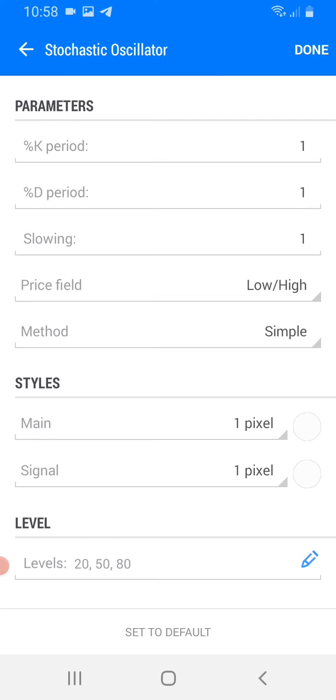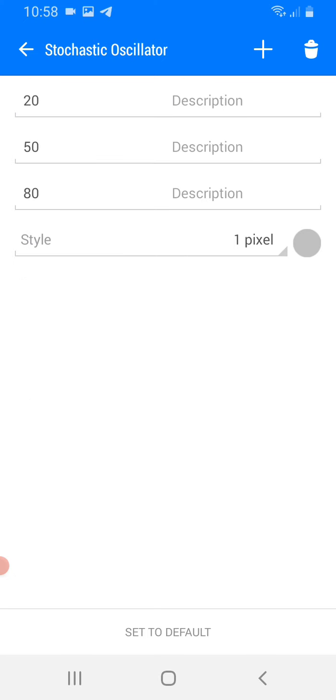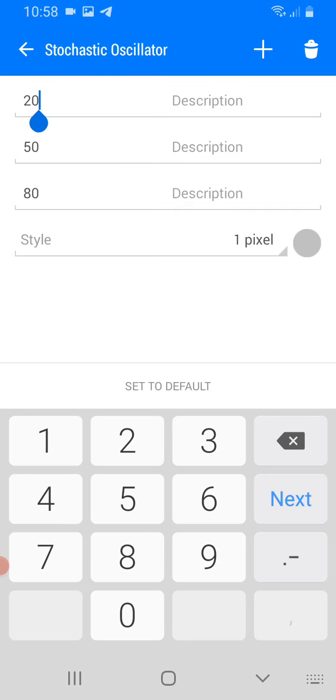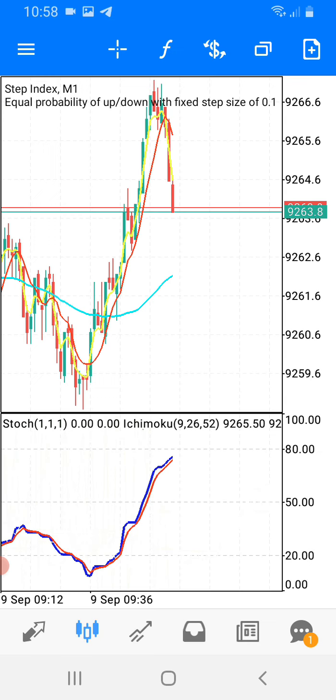To add the levels, simply click on this edit button. You add the levels, input the figure. For the first one 20, second one 50, and the third 80. The 20 is the oversold level, while the 80 is the overbought level. Then guys, you go back and click done.